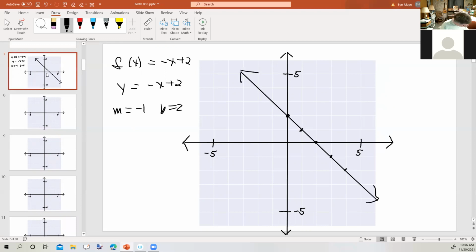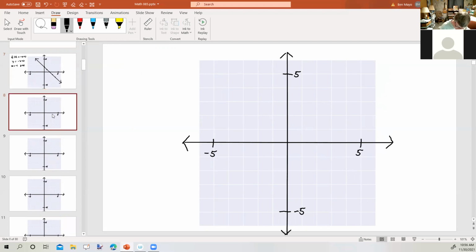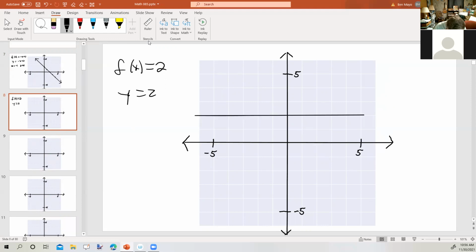Okay. Or let's say something like this: f of x equals 2. That's like y equals 2. y equals a constant. That's a horizontal line passing through 2. So that would look like that.